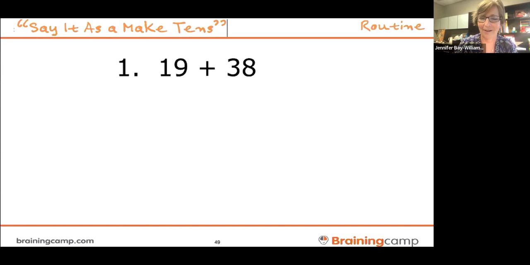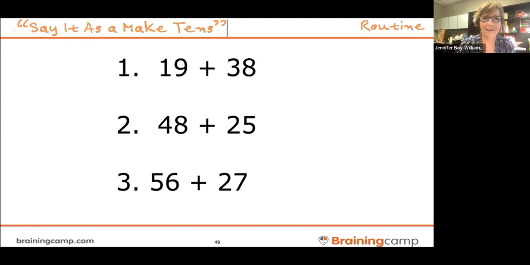48 plus 25. I think I saw in the chat somebody doing a 50 plus 25, and I'm thinking there's a nice opportunity there to connect back to the pretend to 10, right? You're pretending it's 50 and then you're going to come back. Yeah, I love that. And then finally, 56 plus 27.